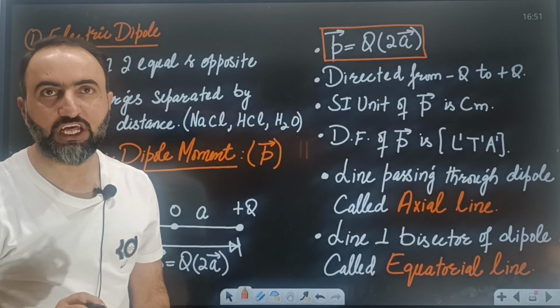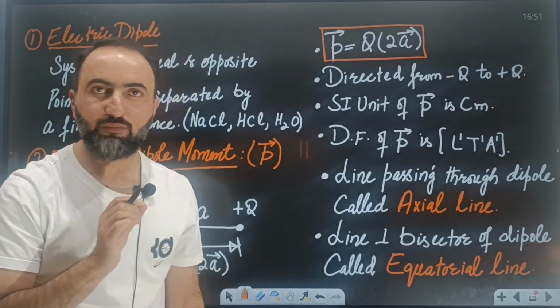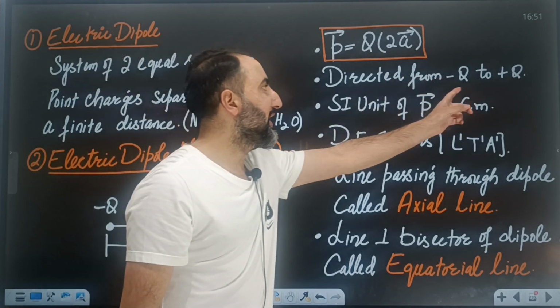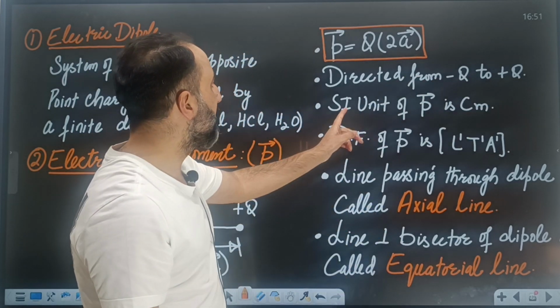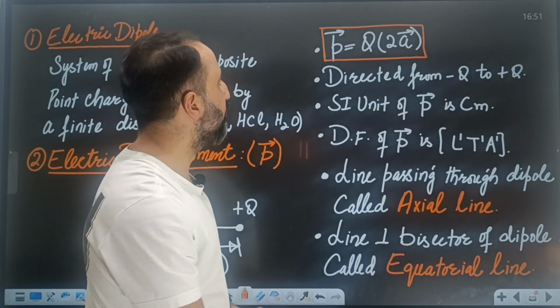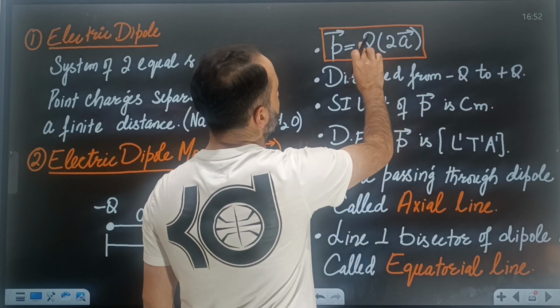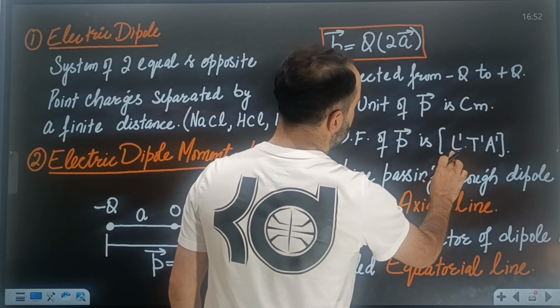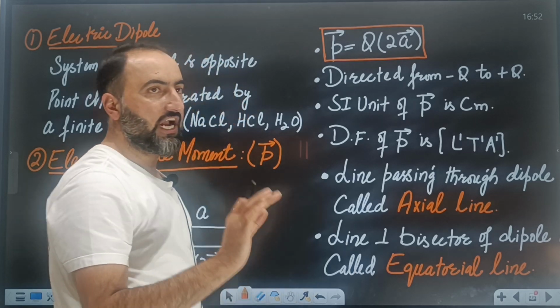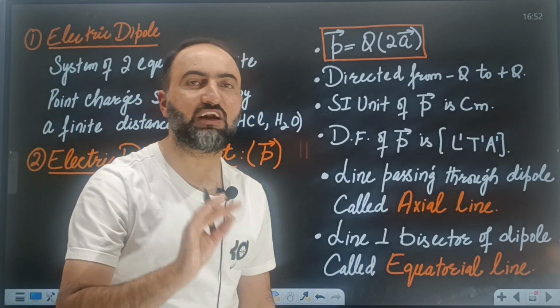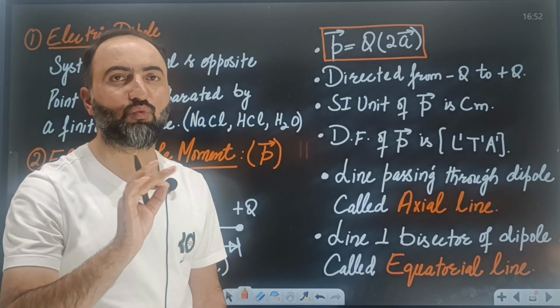Is it a scalar quantity or a vector quantity? It's a vector quantity. What about direction? That is directed from minus Q to plus Q. ठीक है ना. फिर यहाँ पे हमने लिखा बेटा SI unit of dipole moment is coulomb meter. Dimensional formula इसका होगा बेटा L1, इसका होगा A1 T1, so it is L1 T1 A1.